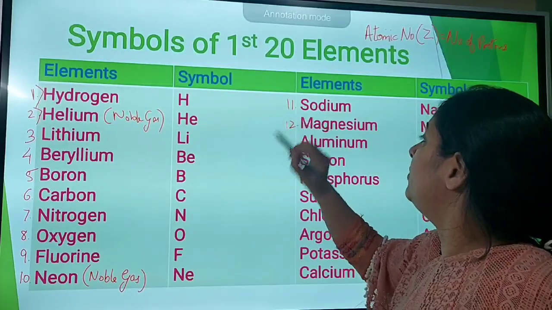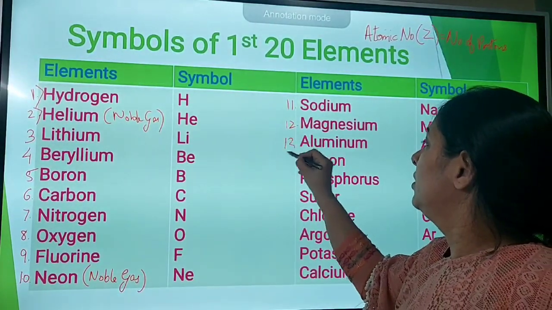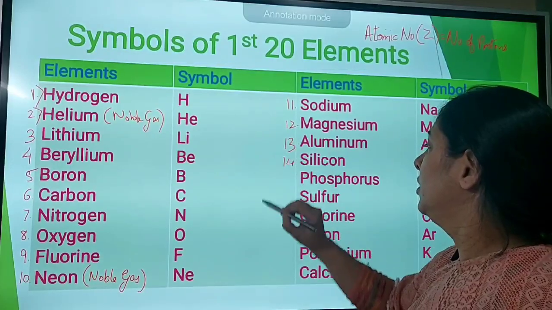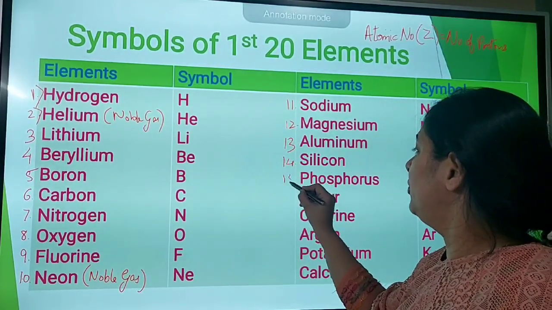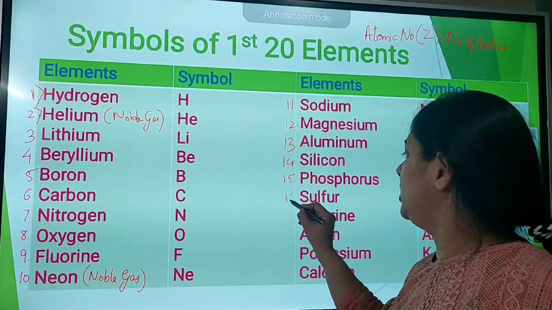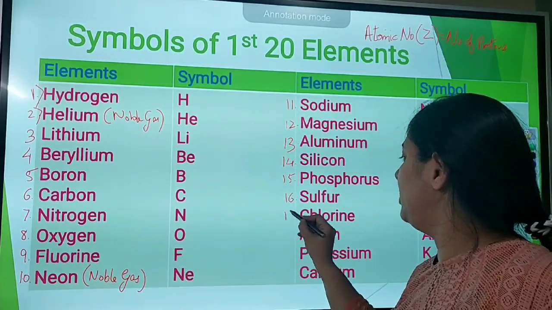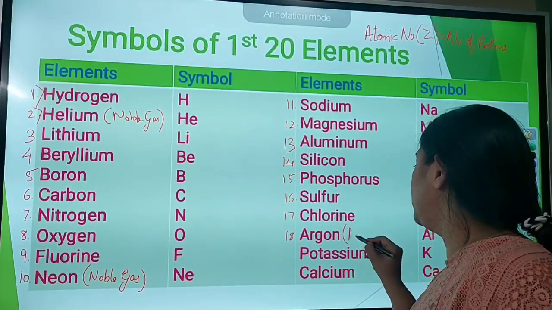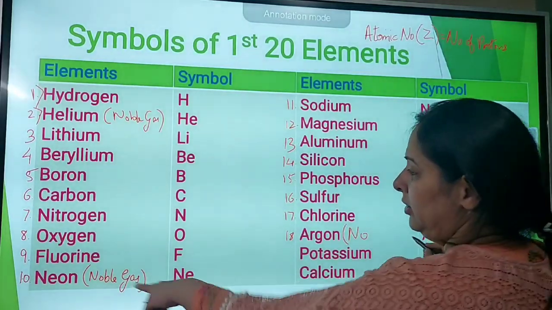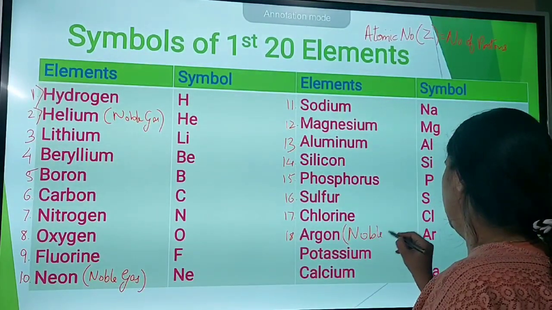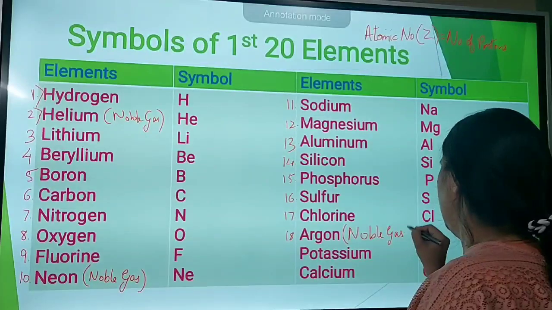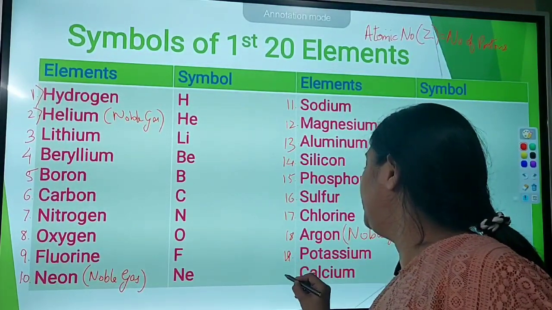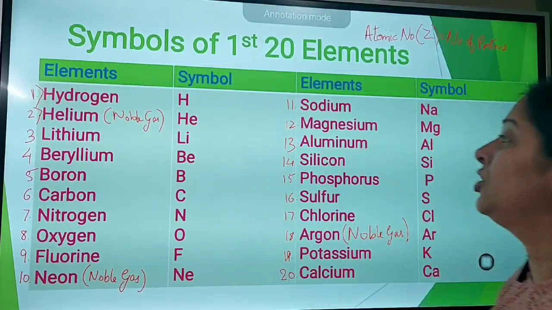Sodium, 12 magnesium, 13 protons, aluminium has 13, 14 silicon, 15 protons, phosphorus 16 protons, 17 protons chlorine, 18. Again, argon is a noble gas. That means non-reactive. 19 potassium and 20 calcium.